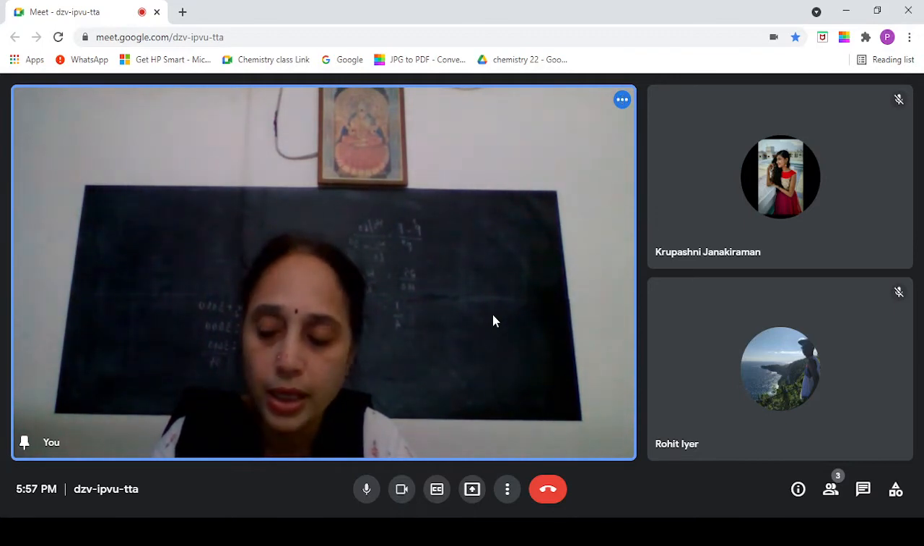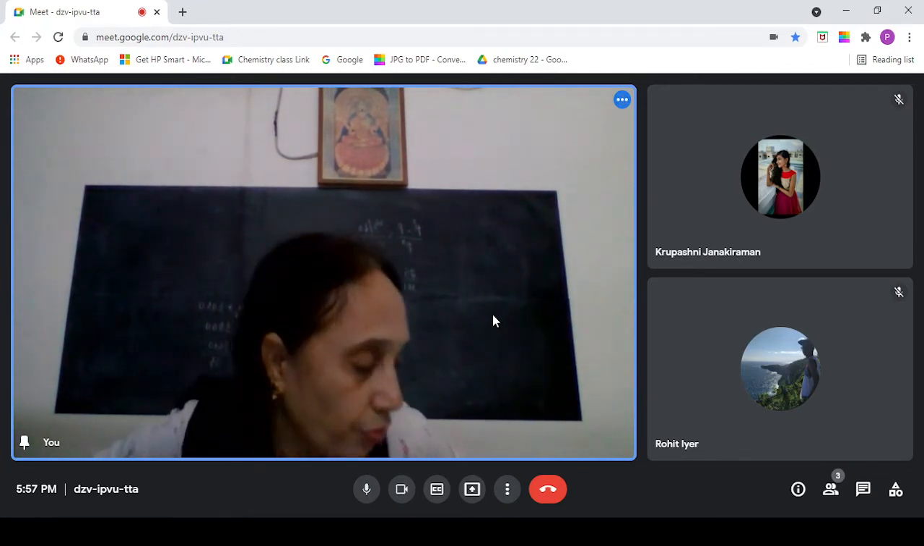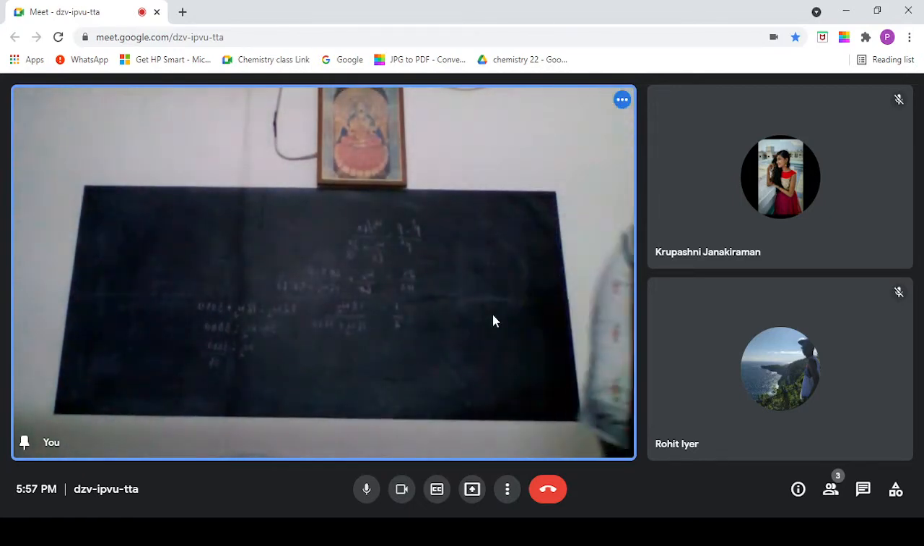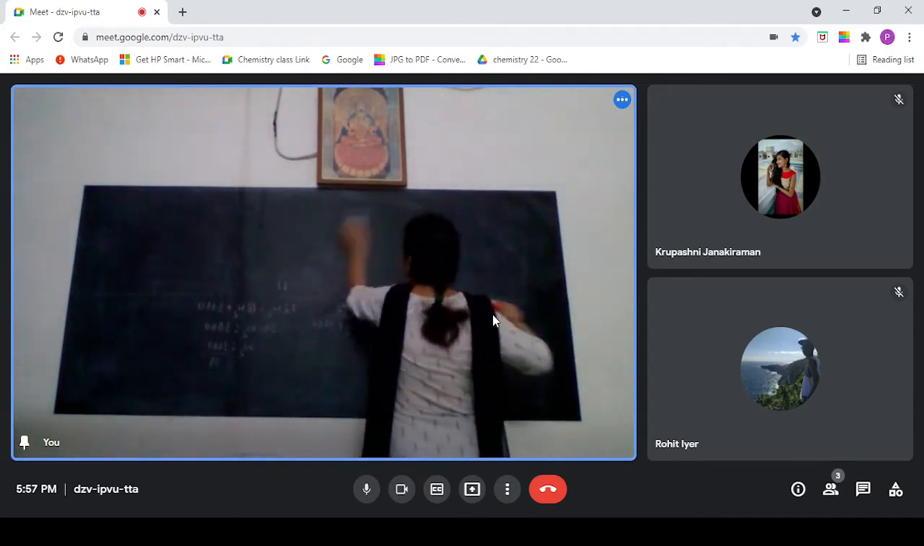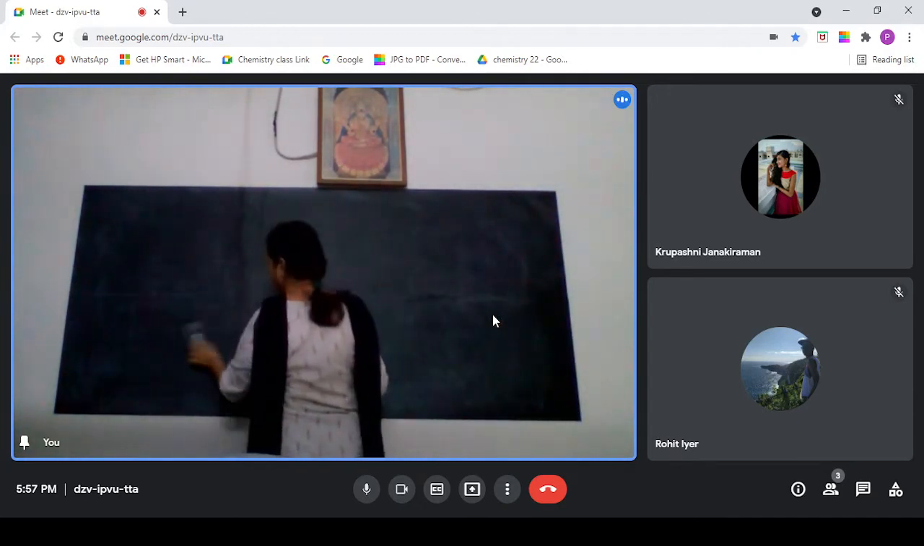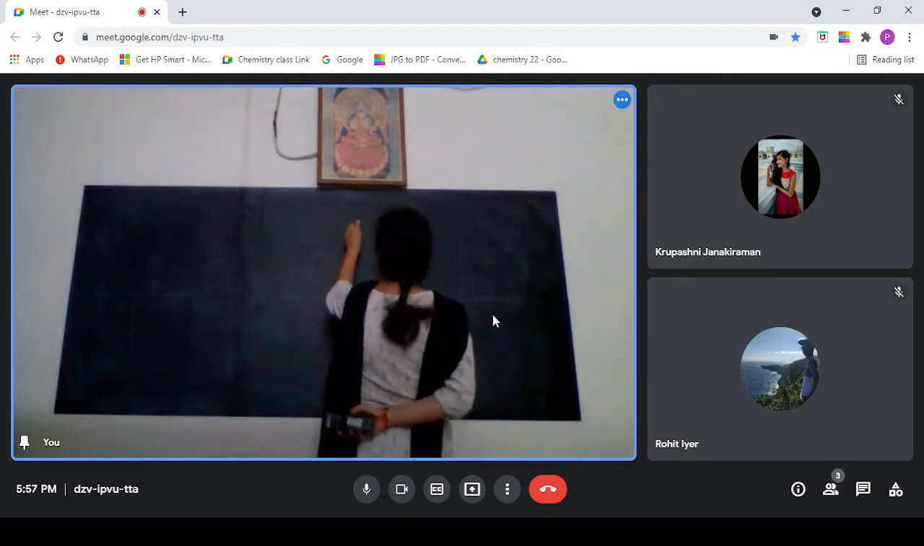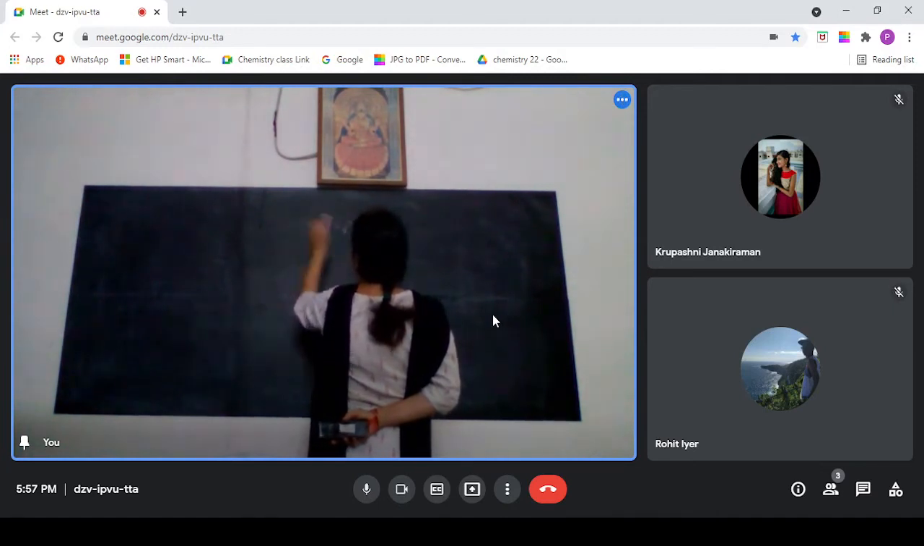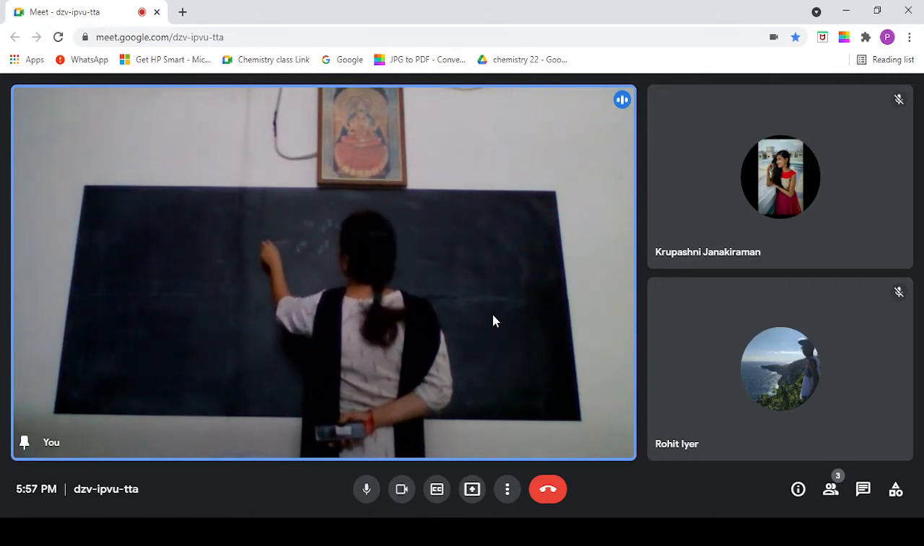Kb for acetone is 1.72 Kelvin kg per mole. So what is the formula? Delta Tb is equal to Kb into m. So Kb into m is W2 into 1000 by M2 W1.